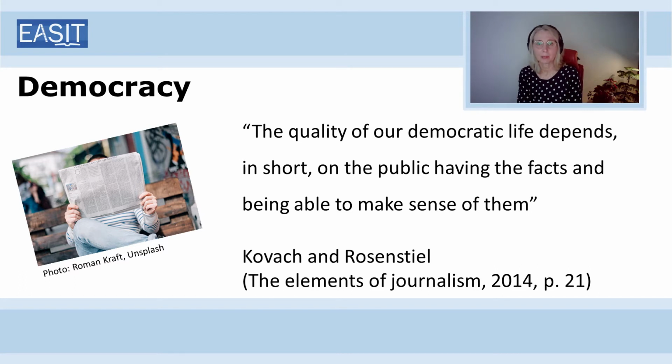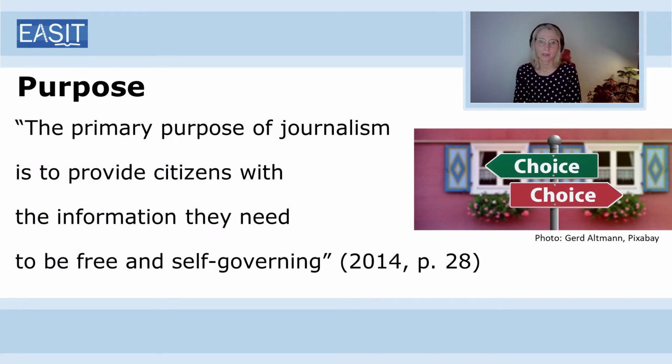Democracy. Before continuing with this lecture, I would like to say a few words about the importance of journalism. In the book The Elements of Journalism, Kovac and Rosenthal write that the quality of our democratic life depends, in short, on the public having the facts and being able to make sense of them. Purpose. They also write that the primary purpose of journalism is to provide citizens with the information they need to be free and self-governing. The citizens that Kovac and Rosenthal are referring to are you and me, all of us.